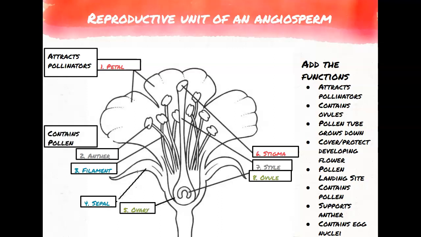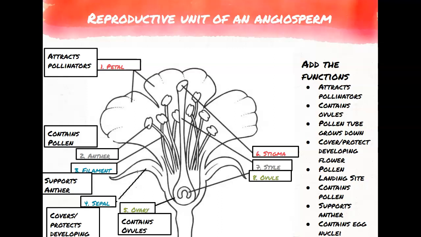The anther, that is that very top portion right here, that is male and it contains pollen. The filament is kind of a long tube that connects the anther to the rest of the flower, also male. The sepal is a cover or protection that exists when the flower is developing and then turns into little green leaves. Neither male nor female. The ovary contains ovules, which are eggs, female.